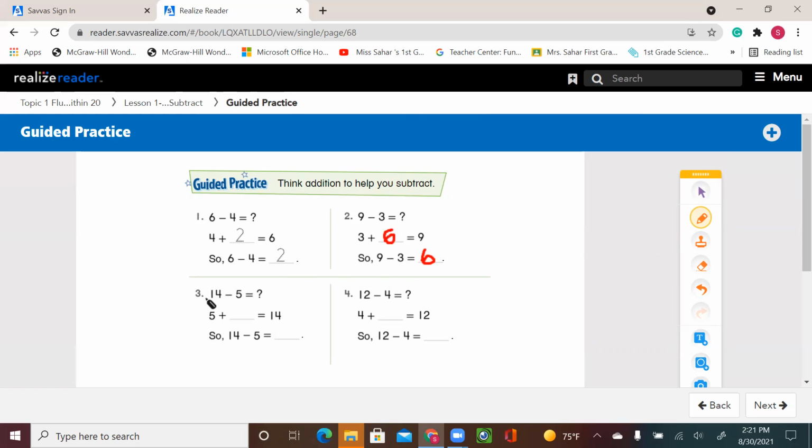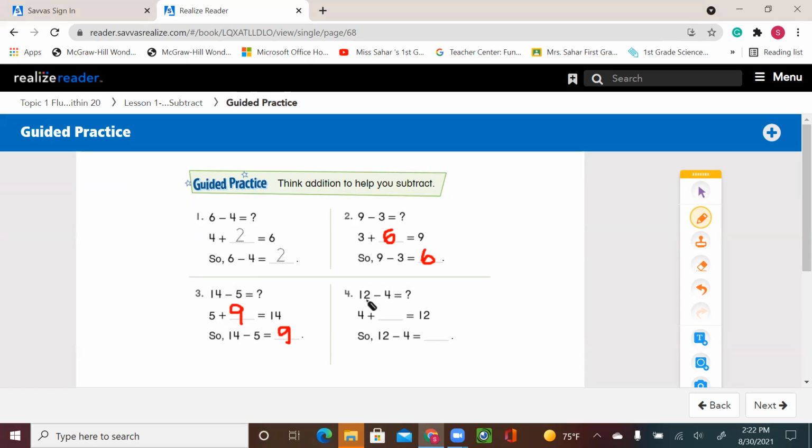Go to question 3. 14 take away 5 equals, that means 5 plus something equals 14. If I'm going to count on, after 5: 6, 7, 8, 9, 10, 11, 12, 13, 14. I count 9 steps. So 5 plus 9 equals 14. So 14 take away 5 equals 9. Right? It has to be the same.